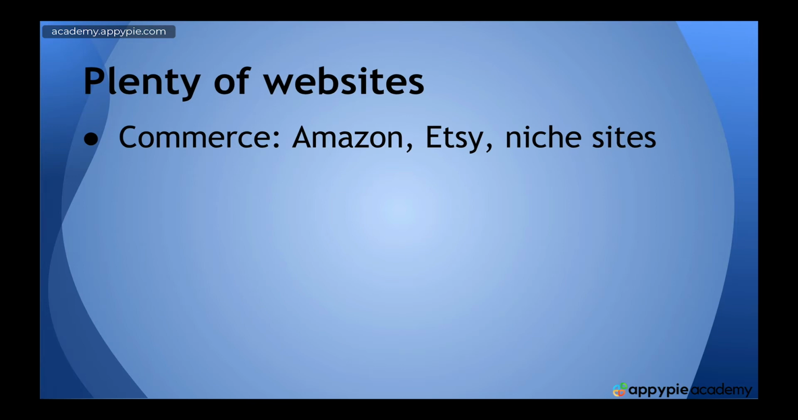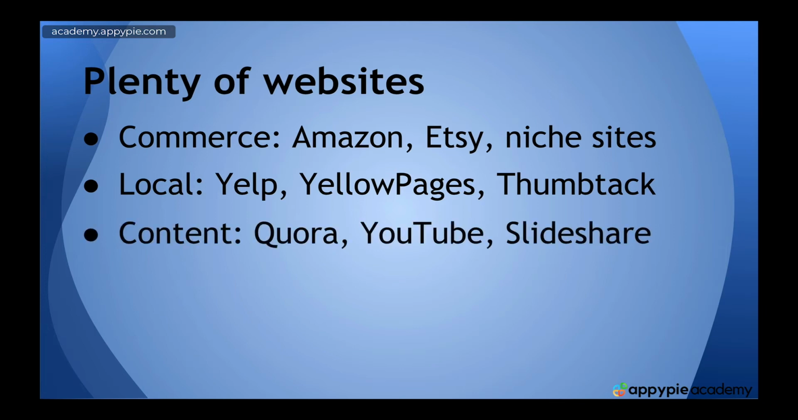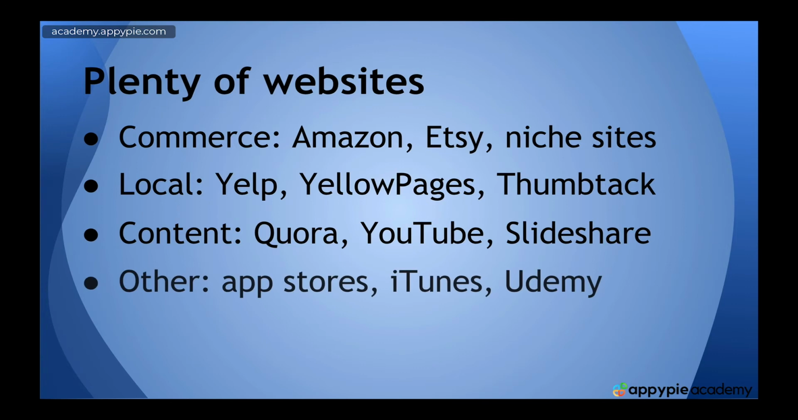Okay, so niche sites that sell the same kinds of products that you sell. If you're local, we already went over it: Yelp, Yellow Pages, Thumbtack, and a number of other big local websites. If you are promoting content, then you want to use websites like Quora, YouTube, and something called SlideShare, which is a little bit less known, but they rank tremendously well. SlideShare is basically creating PowerPoint and posting it online as content. For some reason, that stuff typically ranks really well. And other things are app stores, iTunes listings, even Udemy courses.